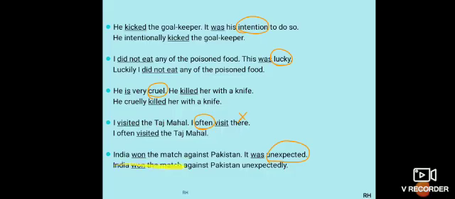Next, India won the match against Pakistan. It was unexpected. So, won is the first finite verb. Was is the second finite verb. So you got two finite verbs. Now we can eliminate the helping verb was and we'll change here the adverbial unexpected to an adverb, unexpectedly. So it sounds, India won the match against Pakistan unexpectedly.